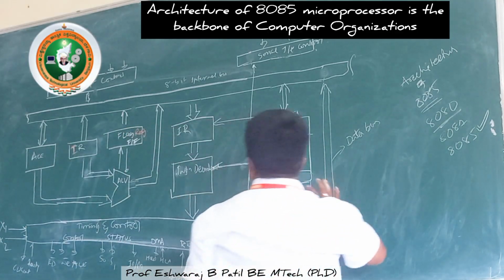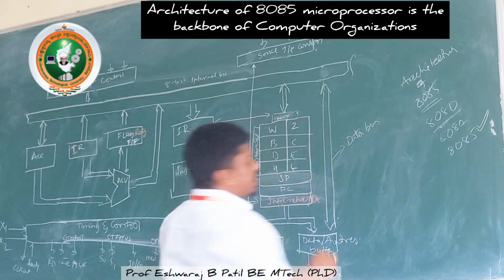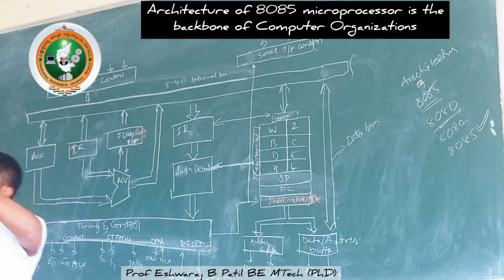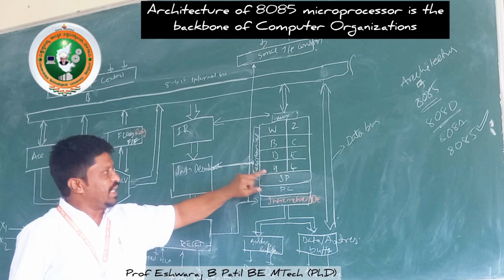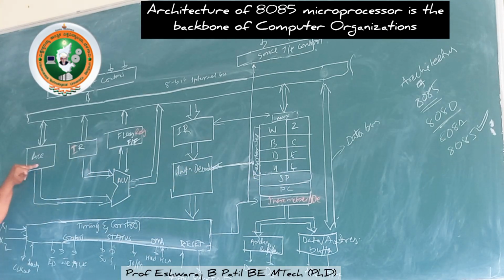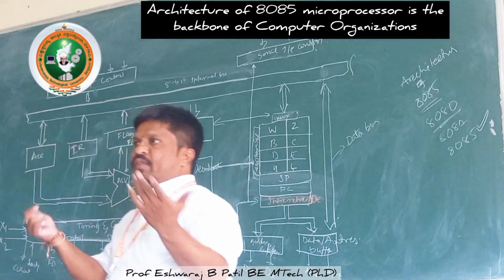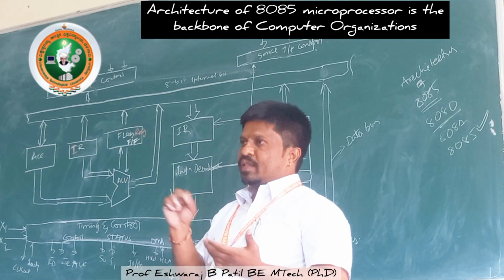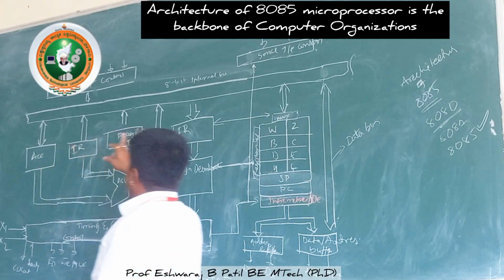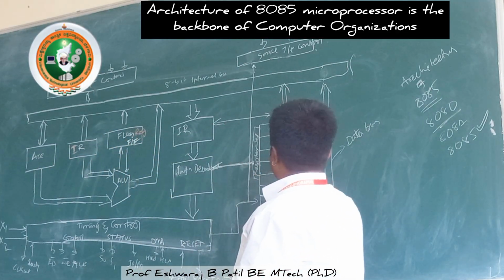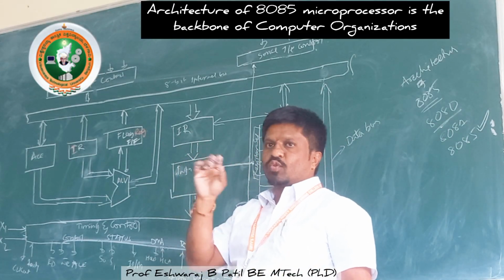First, remember the array of registers. There are 7 general purpose registers. What are those? B, C, D, E, H, L, and also the accumulator. The accumulator is also one of the general registers. Even if you don't mention it while writing the instruction, the accumulator is built in, and we can also use B, C, D, E, H, L. These are the 7 registers available for the programmer to write the program.